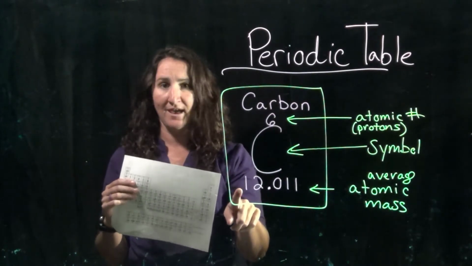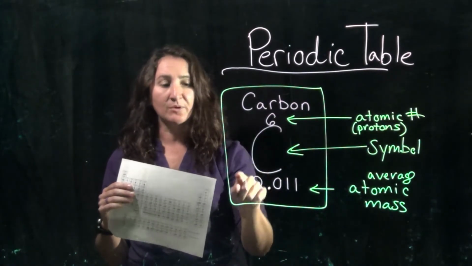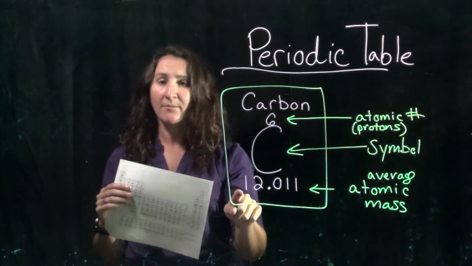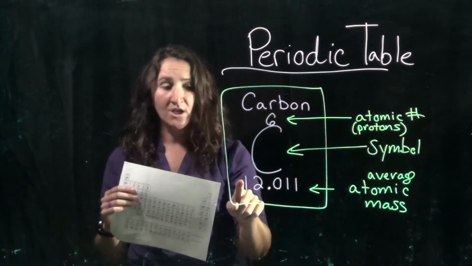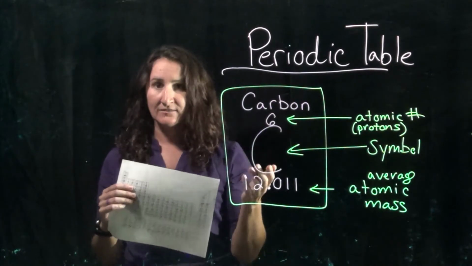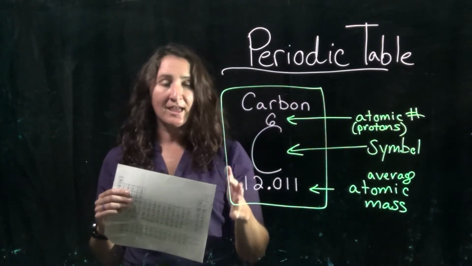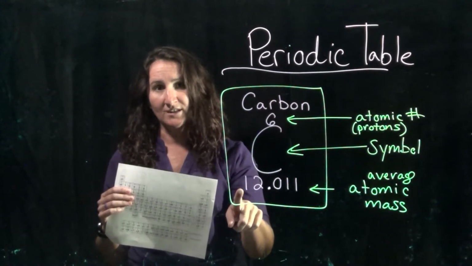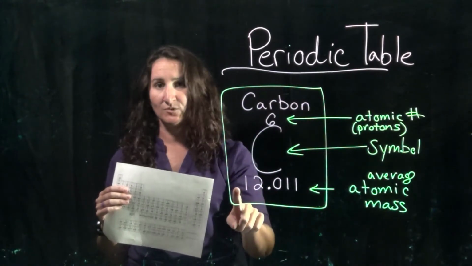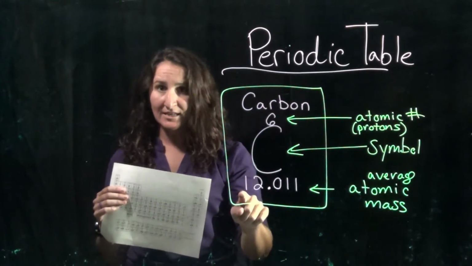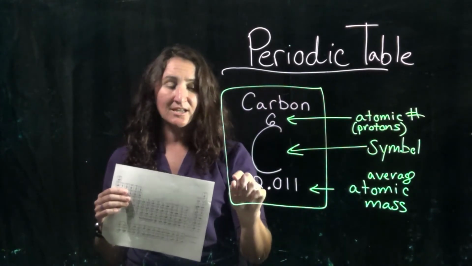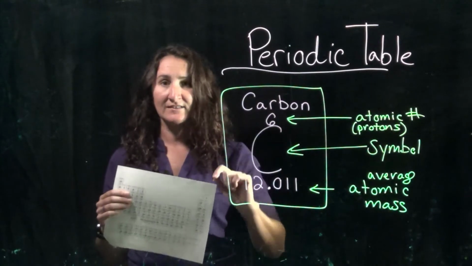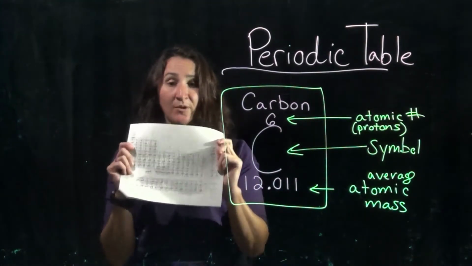Then we can look at the mass. And the mass will tell us approximately how many neutrons. So if we assume that the average carbon is probably going to have a mass of around 12, 12 minus 6 gives us 6. So every carbon atom approximately has 6 neutrons, because 6 plus 6 will give us 12. If it were carbon 13, then carbon 13 would have 7 neutrons, because 13 minus 6 gives us 7. So now pull out your periodic table.